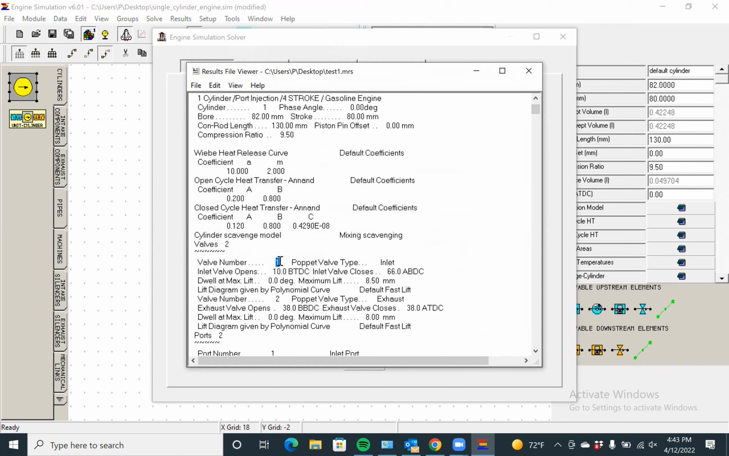diagrams. So for valve number 1, you are opening 10 degrees before top dead center. You are closing 66 degrees after bottom dead center. The dwell, which is when the valve profile is flat, is 0 degrees. Maximum lift of the valve is 8.5 millimeter. And this lift diagram is polynomial.